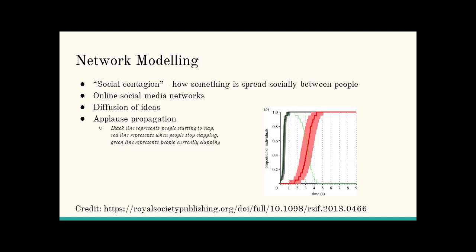Interestingly, while the SIR model has its roots in epidemiology, it can be used to model systems not related to the spread of disease. For example, it can be used to model social contagion. Social contagion is something that is spread socially between people, such as ideas or hugs. The SIR model can be used to model social contagion within social media online and how ideas are diffused in general. One interesting example is how an applause is spread within an audience. At the right is a graph of how an applause is spread within an audience and the proportion of people.